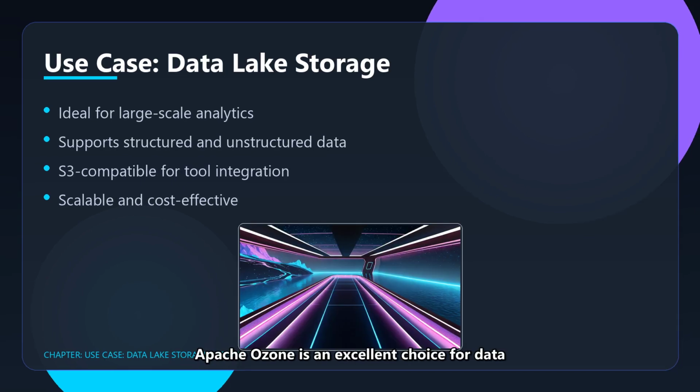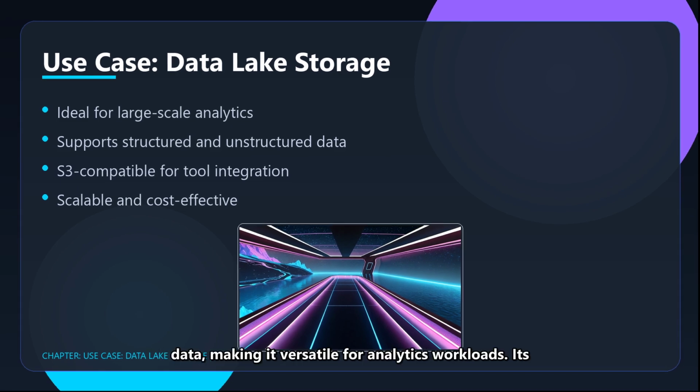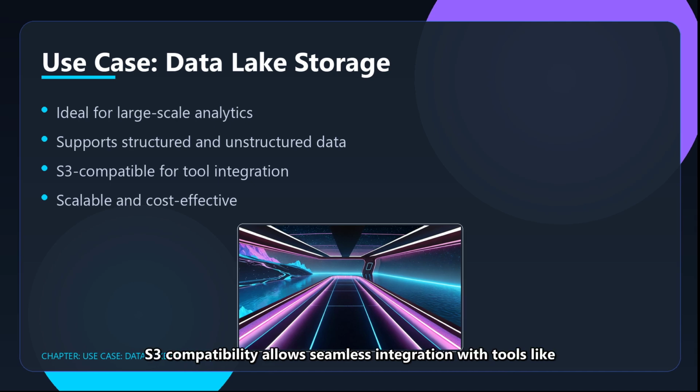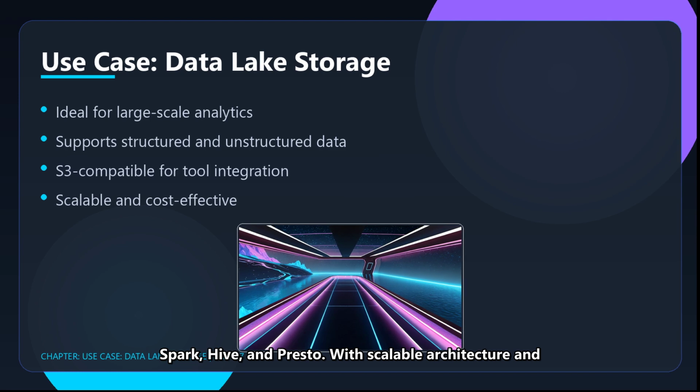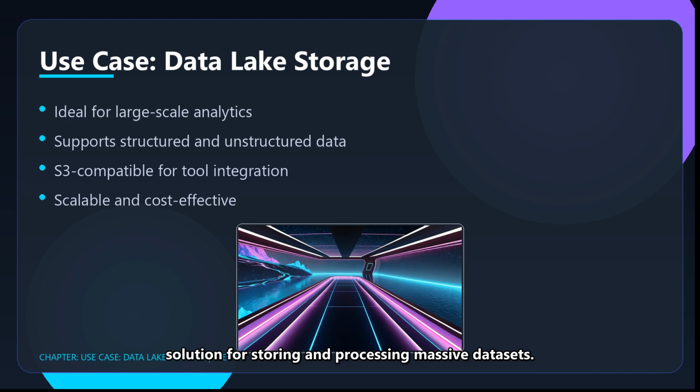Apache Ozone is an excellent choice for data lake storage. It supports both structured and unstructured data, making it versatile for analytics workloads. Its S3 compatibility allows seamless integration with tools like Spark, Hive, and Presto. With scalable architecture and support for tiered storage, Ozone provides a cost-effective solution for storing and processing massive data sets.